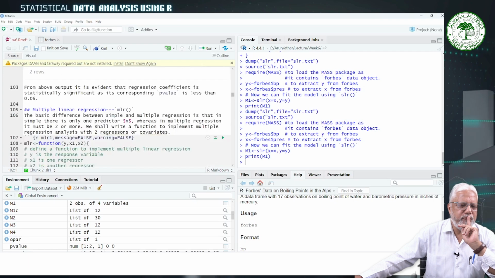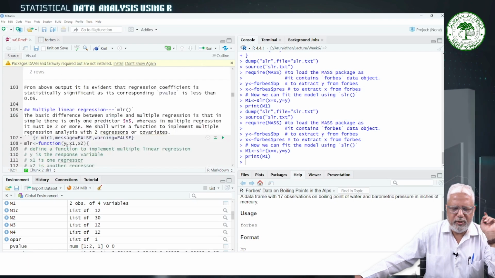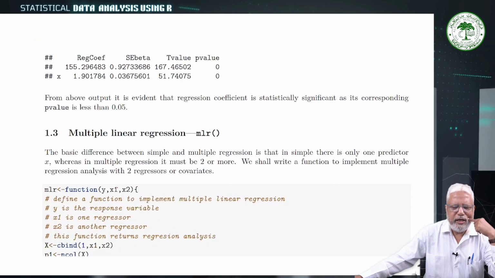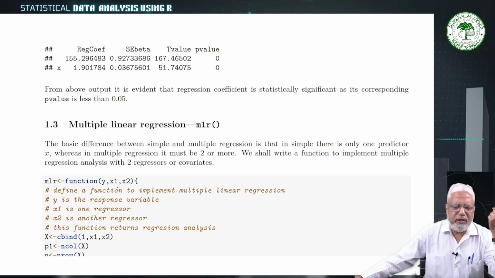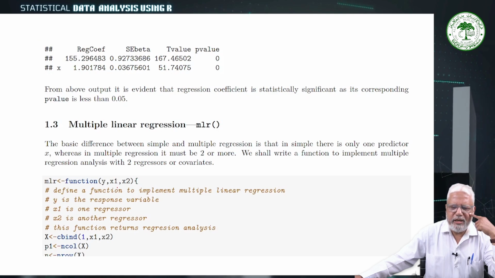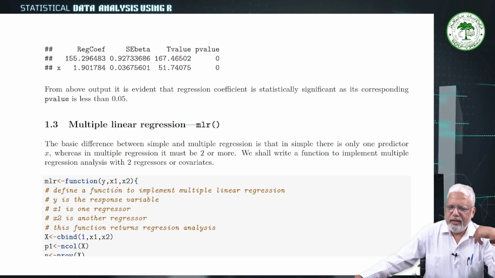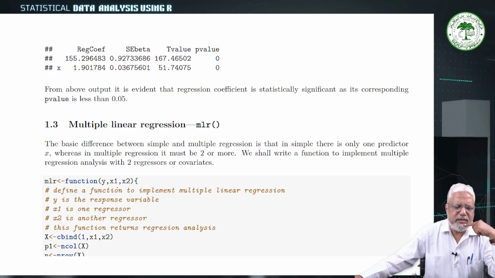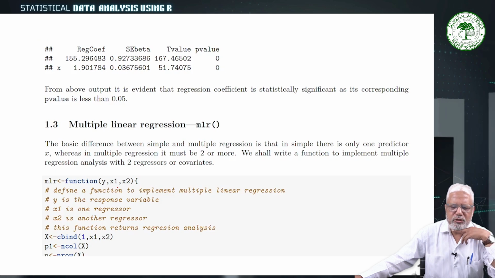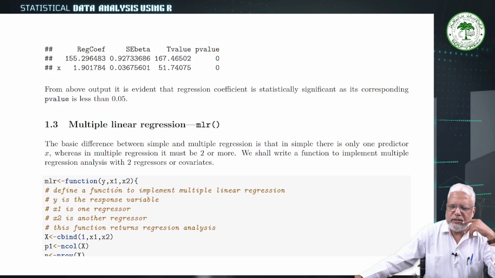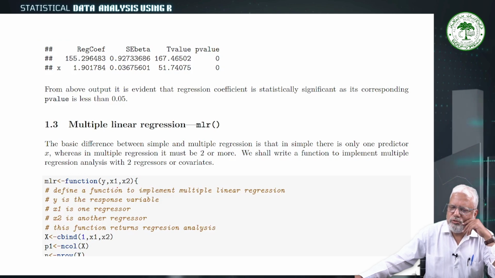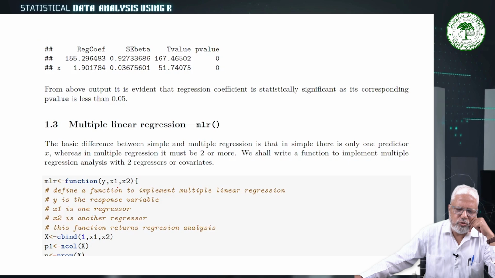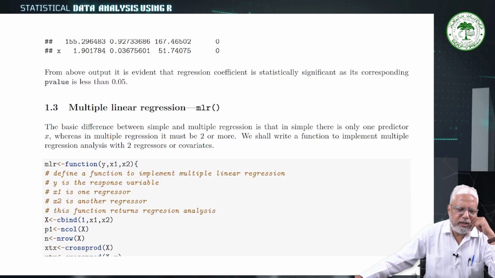So this is all about simple linear regression. Now I shall talk about multiple linear regression. I have named this function MLR. The basic difference between simple and multiple regression is that in simple there is only one predictor x, whereas in multiple regression it must be two or more regressors. We shall write a function to implement multiple regression analysis with two regressors or covariates. They are x1 and x2.